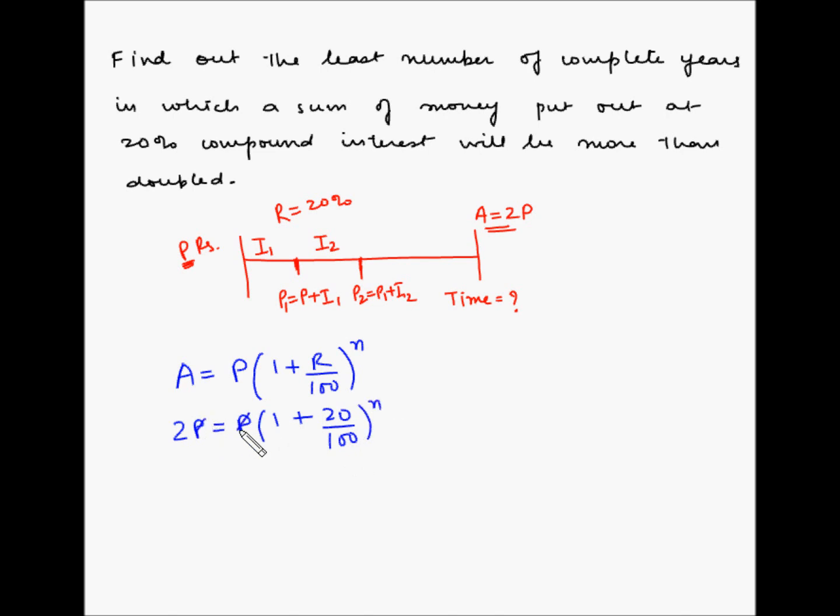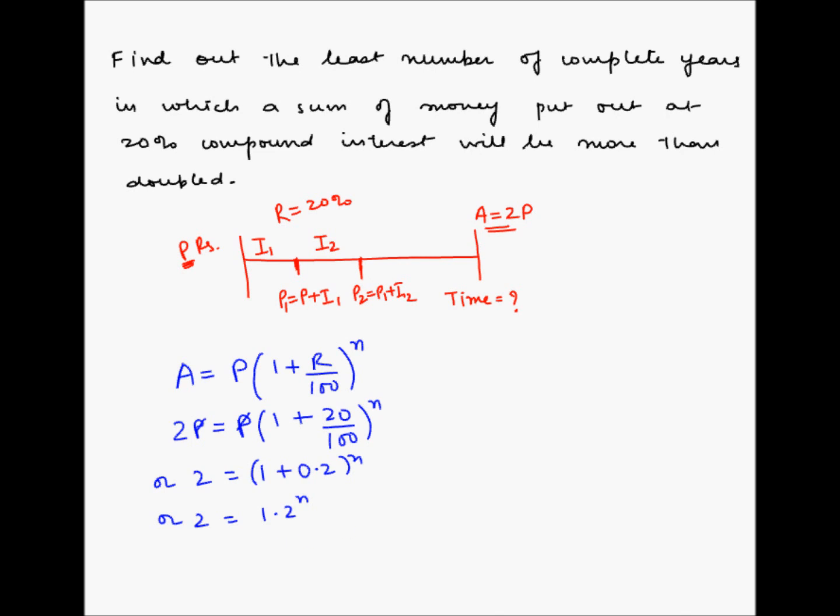Now we can cancel this P on both the sides. So 2 is equal to (1 plus 0.2) to the power n, or 2 is equal to 1.2 to the power n. Now here we have to find out the least number of complete years in which the sum of money will be more than doubled. So what that means is that we have to find the value of n so that 1.2 raised to the power n is equal to 2 or greater than 2.